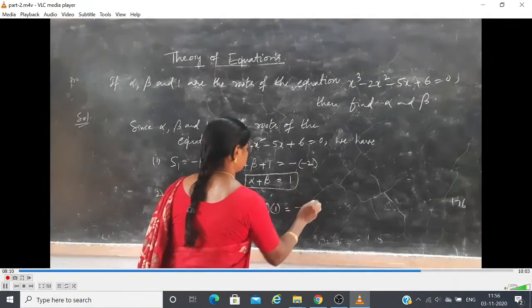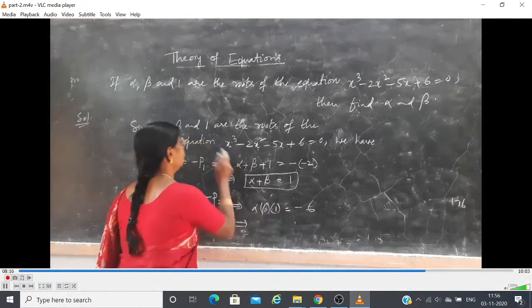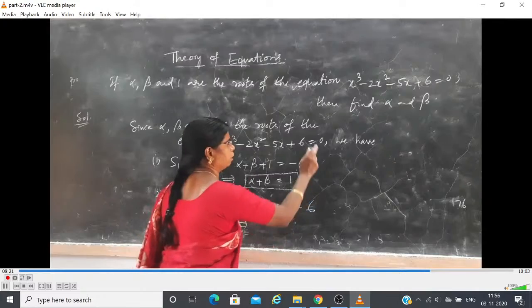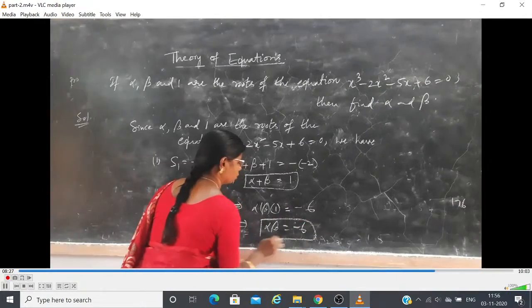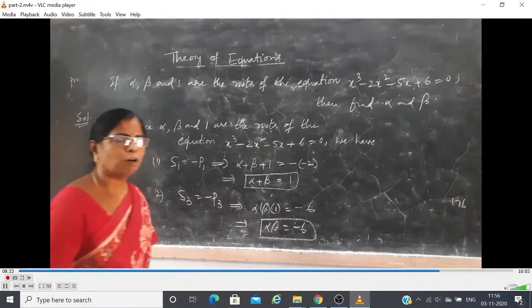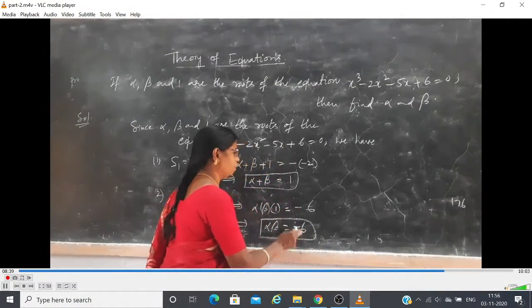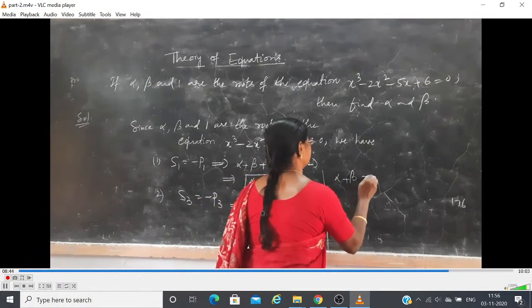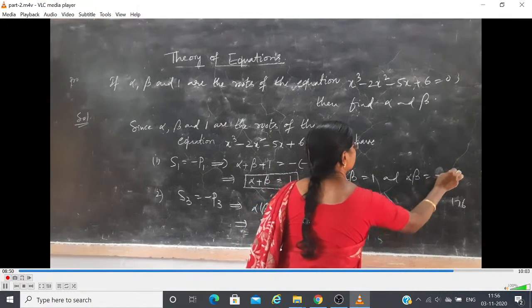Minus P3 is 6. This implies, S3 is alpha, beta, gamma. Alpha, beta and 1 are the roots. Alpha into beta into 1 is equal to minus P3. Okay. Alpha beta is equal to minus 6. Alpha plus beta is 1. Alpha beta is minus 6. How to find alpha and beta? Very simple. The product should be minus 6, and the sum should be 1. So this implies alpha plus beta is equal to 1 and alpha beta is equal to minus 6.